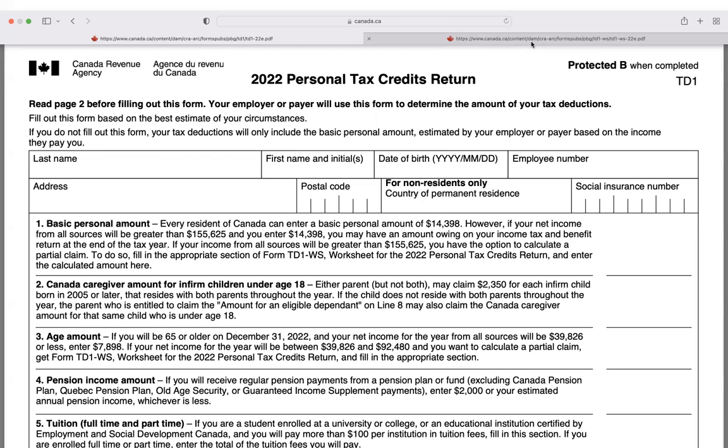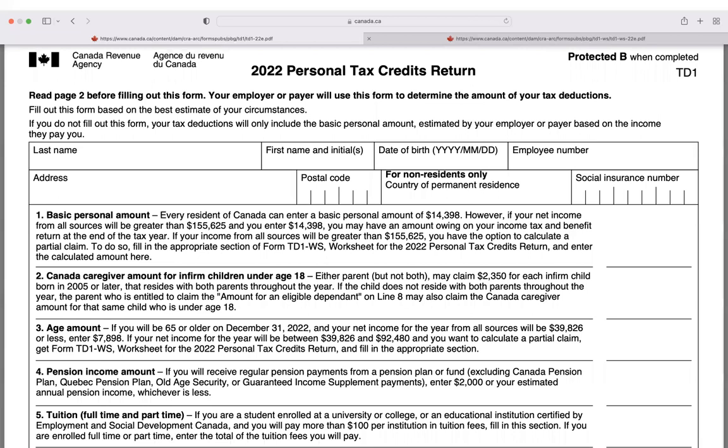Number two, Canada caregiver amount for infirm children under 18 years old. So either parent may claim this $2,350 for each infirm child that's born in 2005 or later, or that resides with both parents throughout the year. If the child does not reside with both parents throughout the year, the parent is entitled to claim the amount for an eligible dependent on line 8.